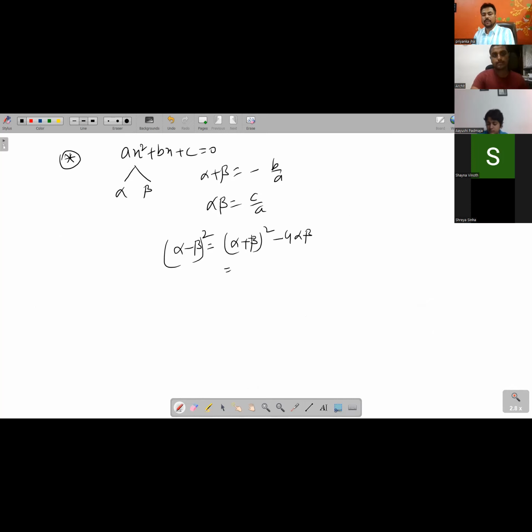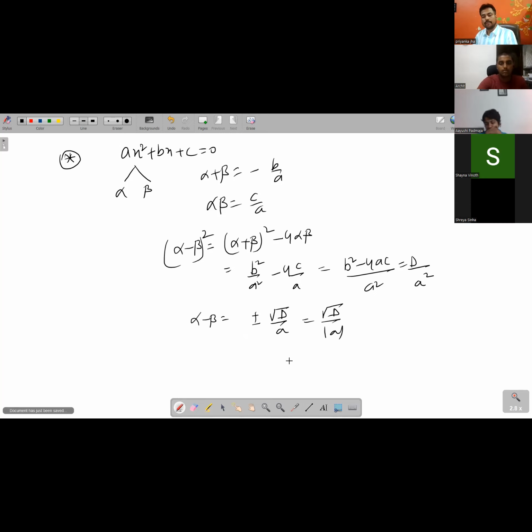Put the value of alpha plus beta here. So this will be B square upon A square minus 4 C by A. If you take LCM, this is D upon A square. So just take the square root, it will be plus minus under root D upon A. So this is under root D upon mod A. So this is how you can also remember this formula, but how many formulas will you remember? Right, Shreya? You're talking about the same thing?